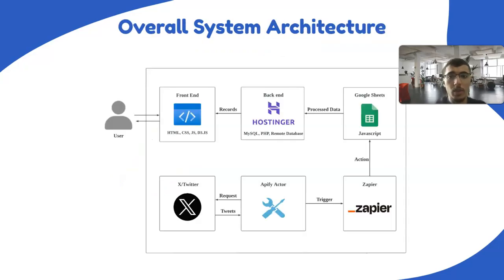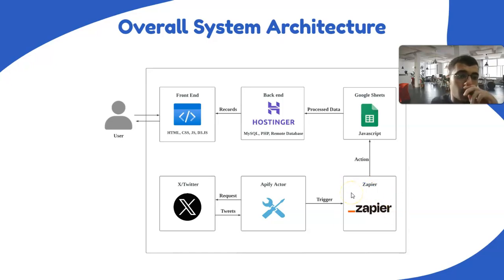Now I'll be showing you the overall system architecture of the project. Starting here at the bottom, apps on Apify are called actors. This is why this is called an Apify actor. So the actor here requests tweets from Twitter or X, and then X returns those records of tweets. Once this actor finishes running, it triggers a workflow on Zapier.